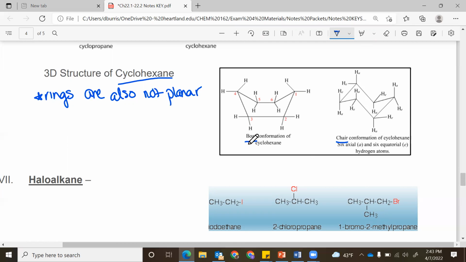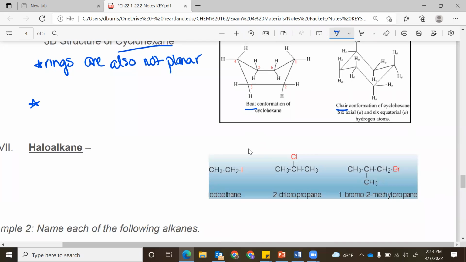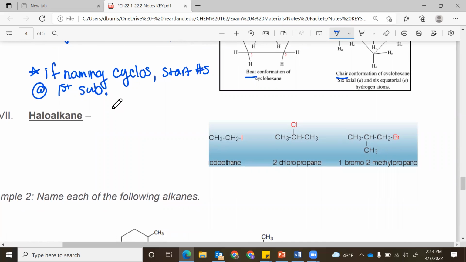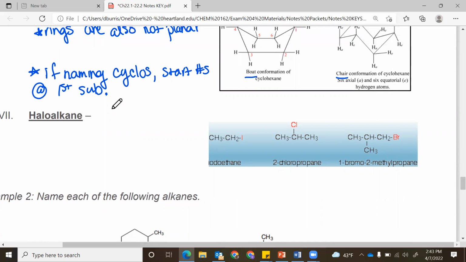Okay, so if we're naming cyclo things, you still start with the substituents. If you're naming cyclos, you might be like, well, it's a circle. Where do I start numbering my carbons? You just start at the first substituent. So if you're naming cyclos, start your numbers at the first substituent. You just pick where number 1 is and you go from there. And you can go clockwise or counterclockwise, whatever makes your numbers as small as possible. That's it.